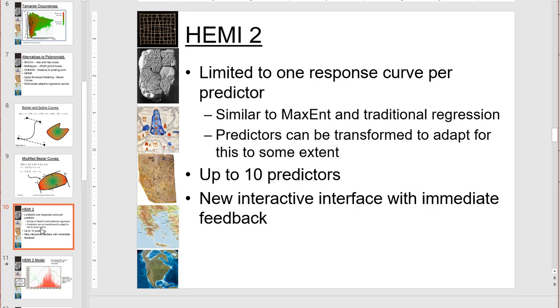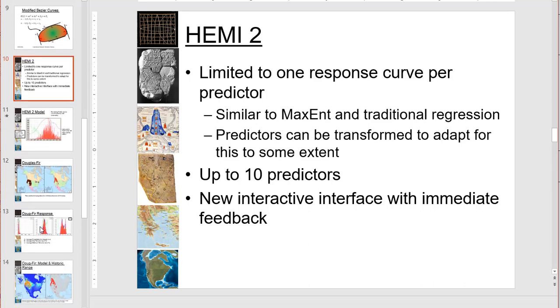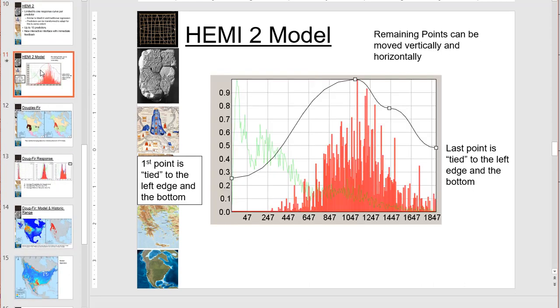HEMI2 is also limited to one response curve per predictor, which is similar to Maxent traditional regression. The predictors can be transformed. That's up to you. It only supports 10 predictors right now. I don't think it needs more than that. It also has what I think is a pretty cool interface.